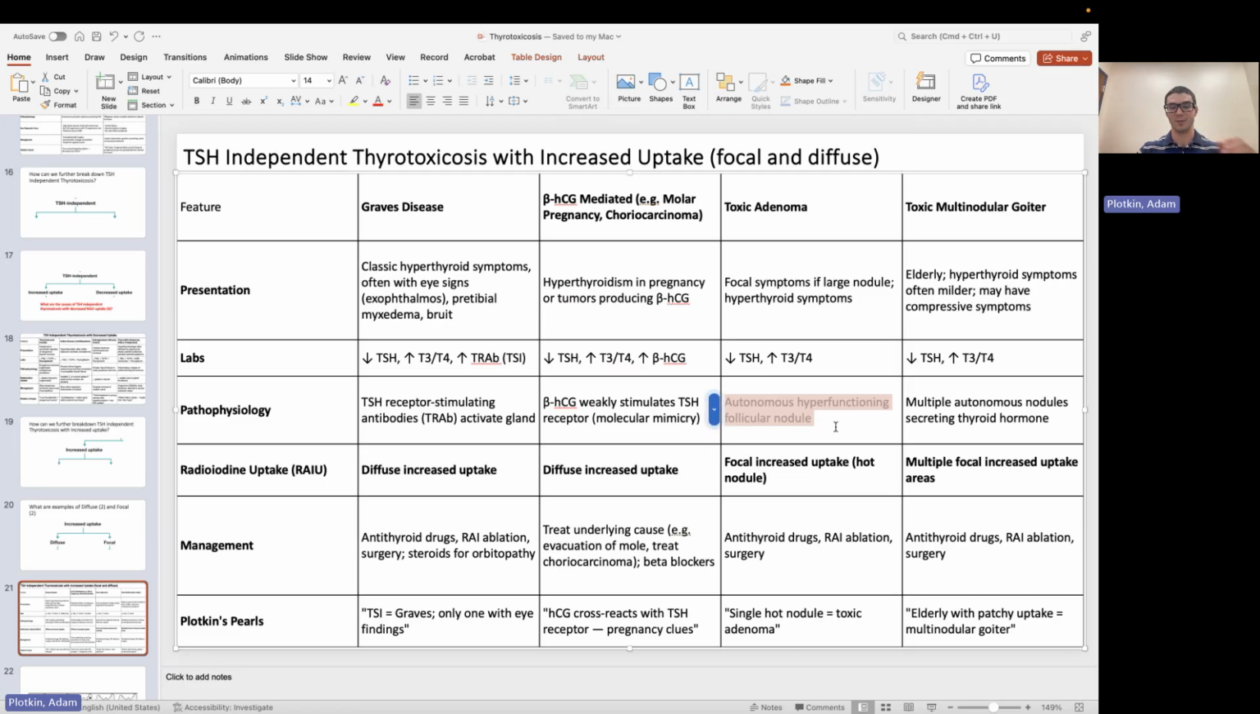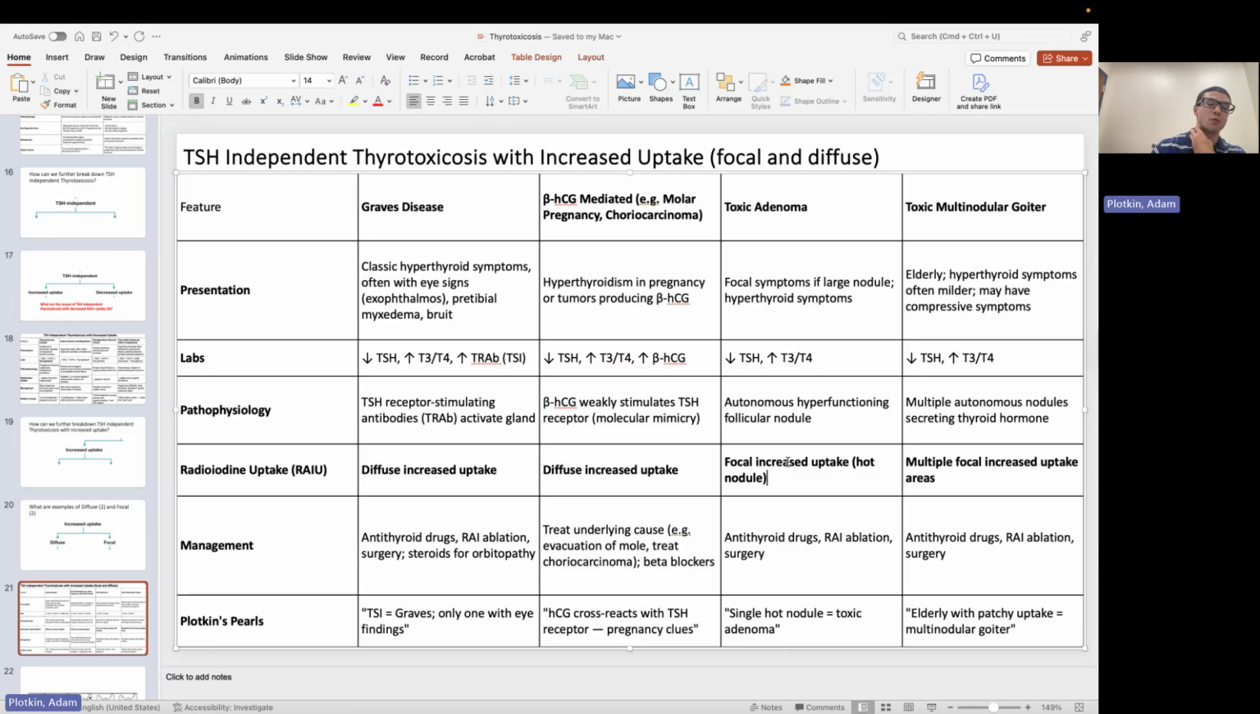Same thing in the beta HCG mediated. In this case, it's one small part of it that's going to make increased T3, T4. It's going to cause all your hyperthyroidism symptoms. It's going to feed back, shut down TRH, TSH. So again, when we do the radioactive iodine uptake, that one spot that's overproducing thyroid hormone is going to take up all of that radioactive iodine. The rest of it is not, right? The rest of it's normal functioning thyroid tissue.